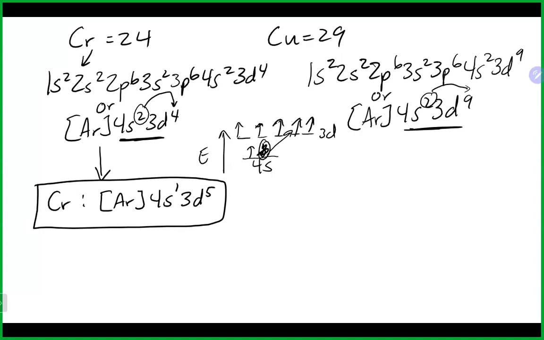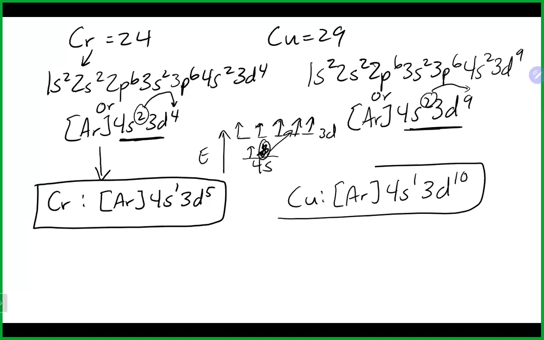Now, this would be the proper one for chromium. And for copper, it's the identical exception. It is argon, once again, one less electron in the S, and it's been promoted up there to the D, and it would be 3d10, and that would be the correct electron configuration. These would be technically incorrect. So there are a number of exceptions like that on the periodic table, but for our class, it is just chromium and copper that you need to worry about.